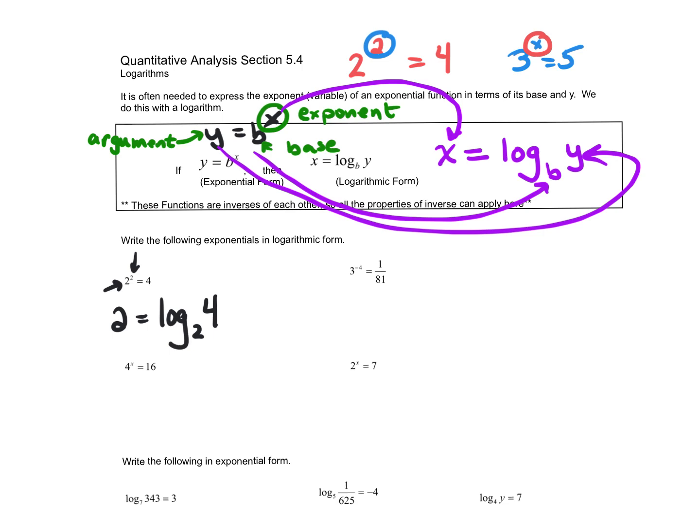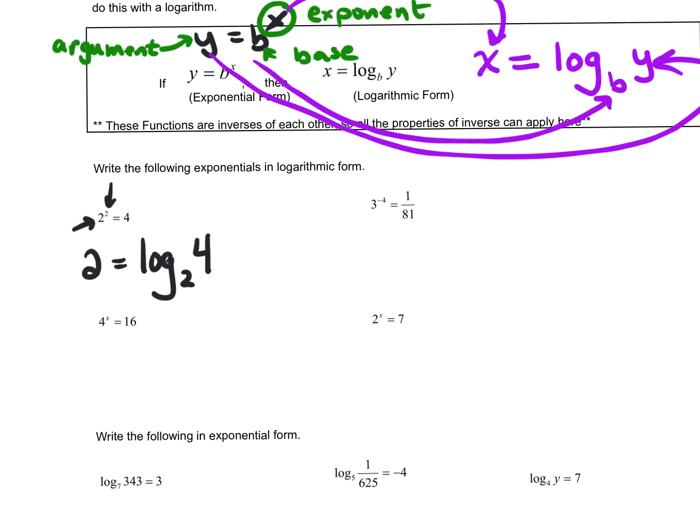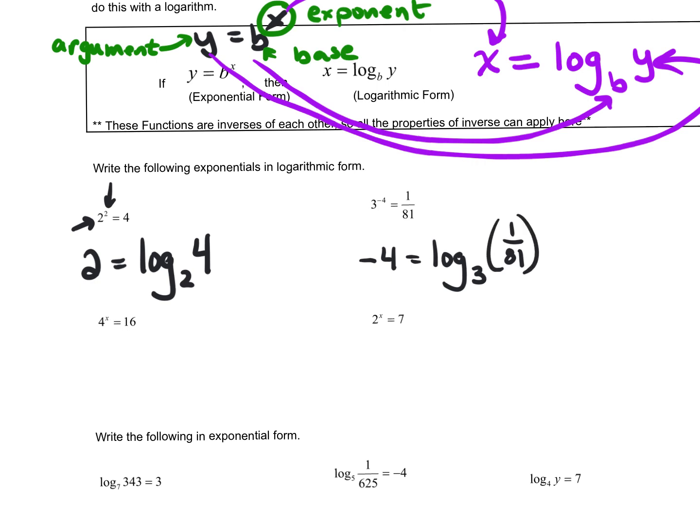Same thing for the next one. We have 3 to the negative 4 equals 1/81. That's fine. So that negative 4 is an exponent, so all exponents can be written as logs. So this is going to be log base 3 of 1/81. So I promise if you typed log base 3 of 1/81 in your calculator, you would get negative 4. If you type log base 2 of 4 in your calculator, you would get 2.